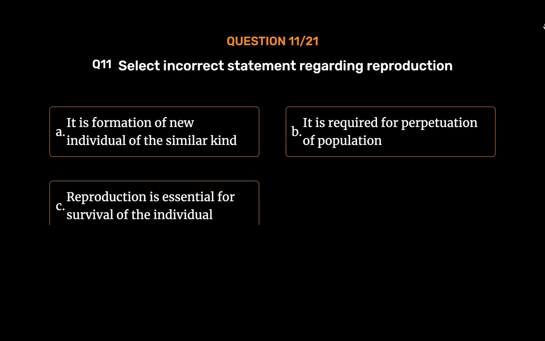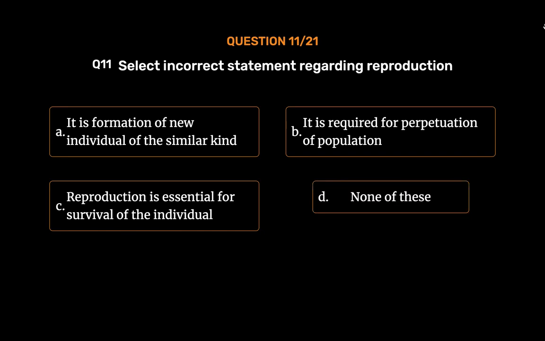Option C. Reproduction is essential for survival of the individual. Option D. None of these. The correct answer is Option C. Reproduction is essential for survival of the individual.